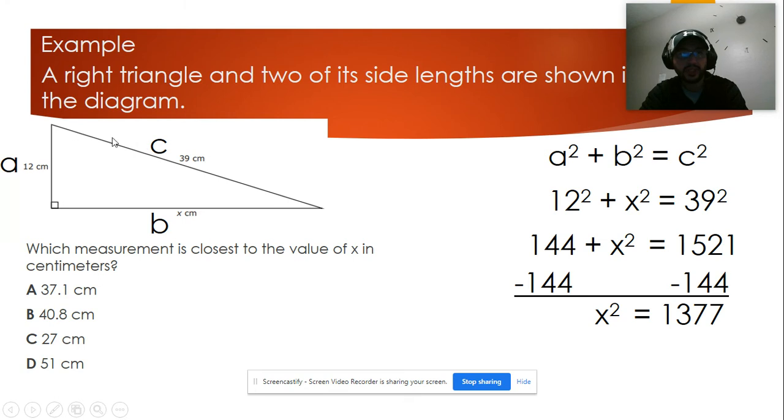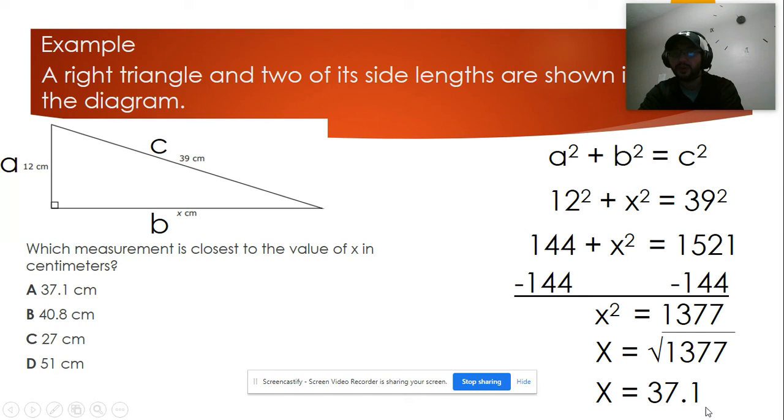We want to find the length. So the opposite of a square will be a square root. So the square root of 1377 will be 37.1. So X equals 37.1, or the length of B will be 37.1. So the answer to this question will be letter A.